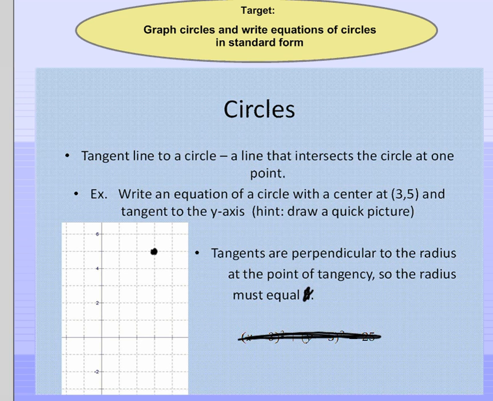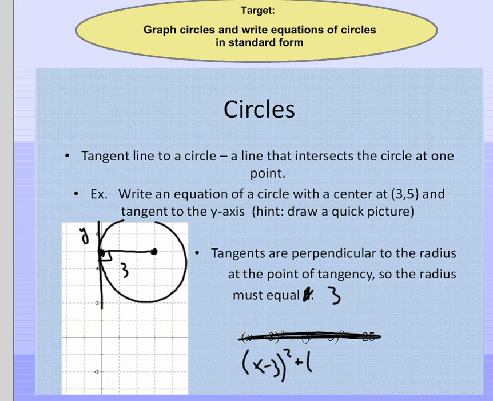So if we have some circle that is tangent to this y-axis, again, it has to be hitting that y-axis at one point, and it has to be perpendicular. So how many units away is it? It's 3 units away. So the radius must equal 3. So we have (x minus 3) squared plus (y minus 5) squared, and now it equals 9.